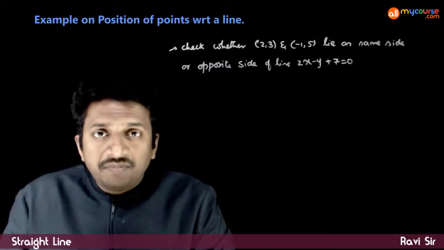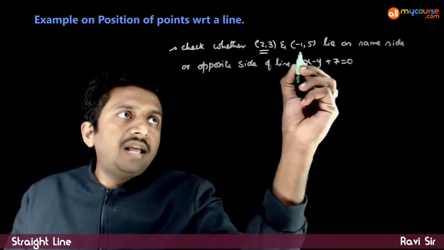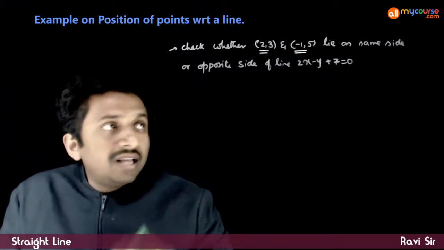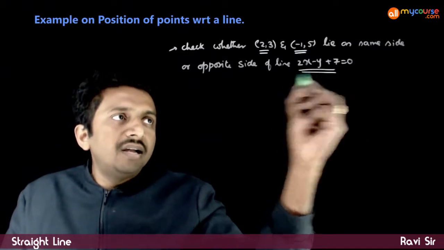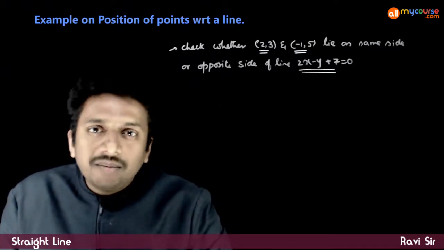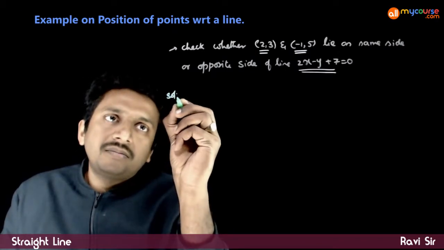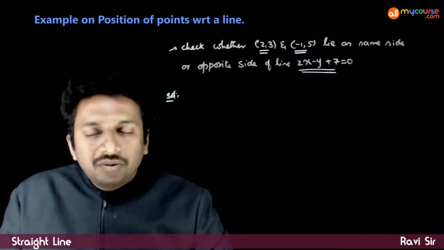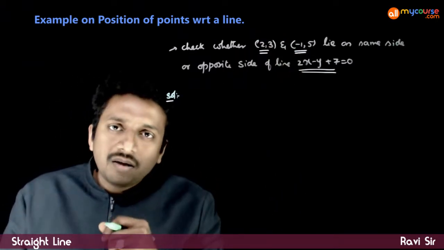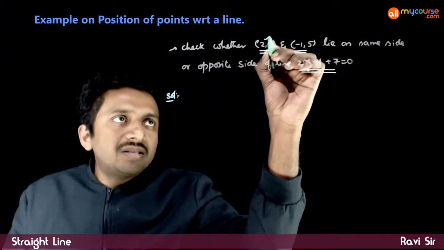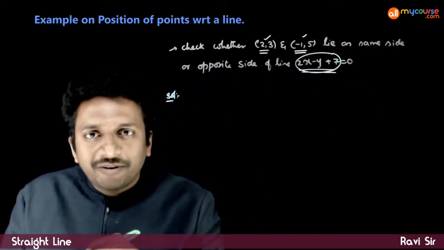So let us take this example. In this example, you are asked to check whether (2, 3) and (-1, 5) lie on the same side or opposite side of the line 2x - y + 7 = 0. To understand whether these points lie on the same side or opposite side, what you just need to do is substitute these 2 points in this line separately.